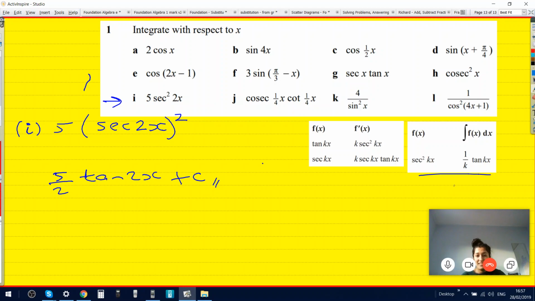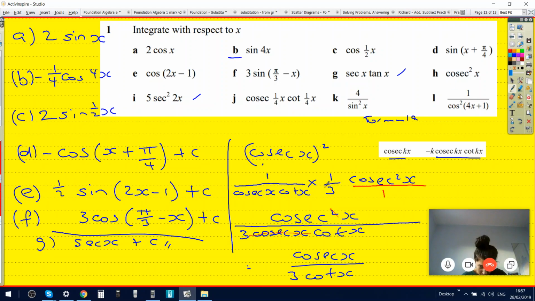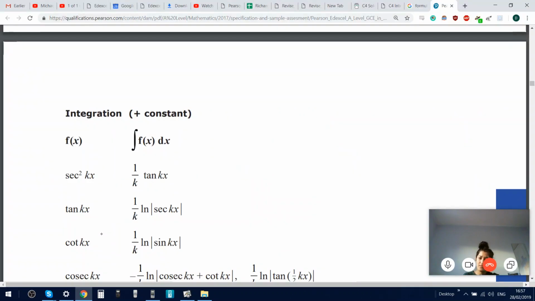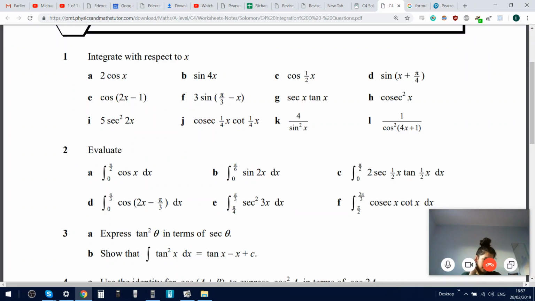Okay, and let's see. So J would match up with cosec x cot x, that one there, which is there. And so working in reverse, cosec quarter x. I think it might be minus cosec quarter x. I'd have to look it up because it was negative. But I was using the differentiation formula in reverse. You would use the integration formula.